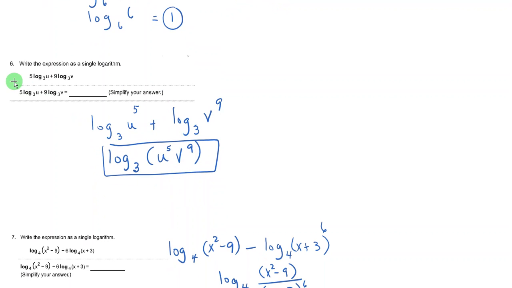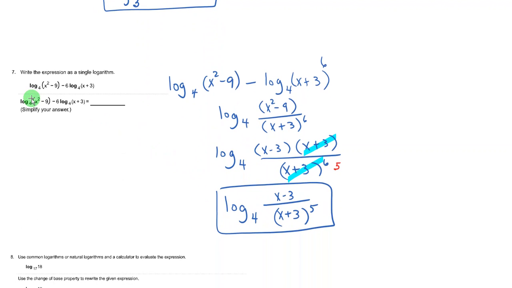Number 6, we're going to put the powers up front as exponents. So that's my first step. Move the 5, move the 9. And then this is an addition. So as one log, it'll be a product. So we have log base 3 of u to the 5th times v to the 9th.